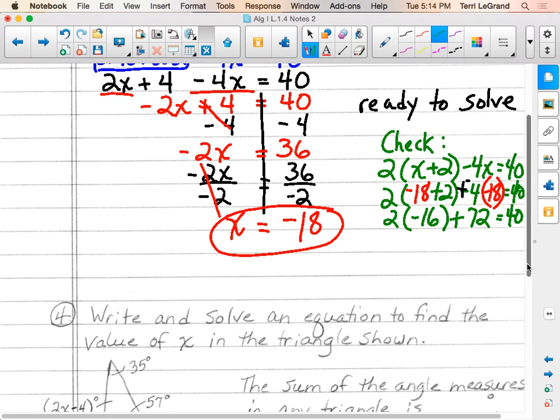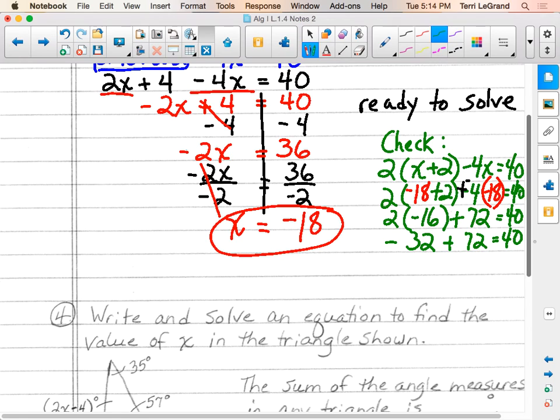2 times a negative 16, a positive times a negative is a negative. 2 16s is 32. Plus, we bring down our 72 and our equals 40. We have a negative 32 and a 72.